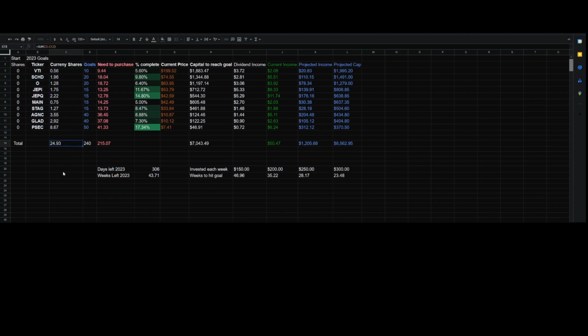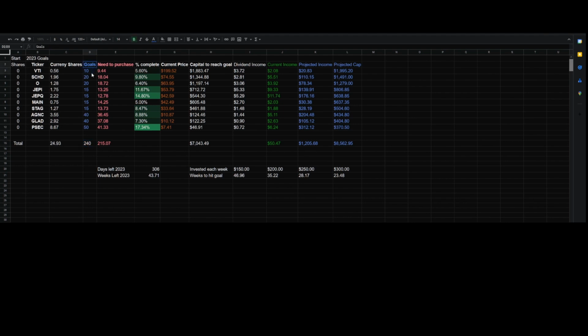You can see I only have 24 shares in total, almost 25 shares. And these goals right here, there's a 240 share goal. This can change, like I was saying. You could do less VTI, which is really expensive and doesn't pay a high dividend, and you could do more SCHD or more O or more JEPI. You can mix and match it however you want, and I probably won't stick to this, but it's a way for me to track where I'm at in the goal, and how much money a week I would need to put into it if I wanted to get it done by the end of 2023 or the end of 2024. We'll go through that as we go.